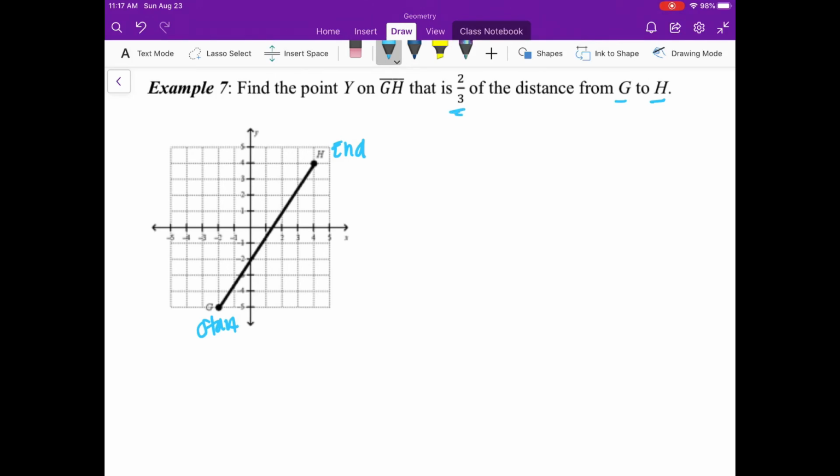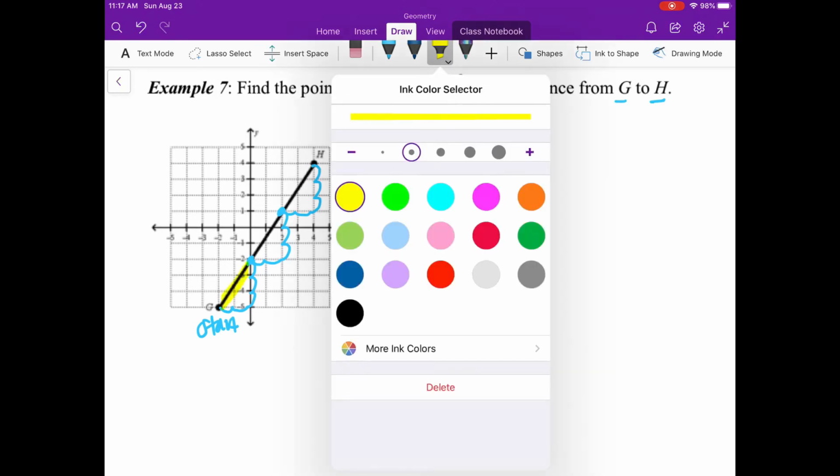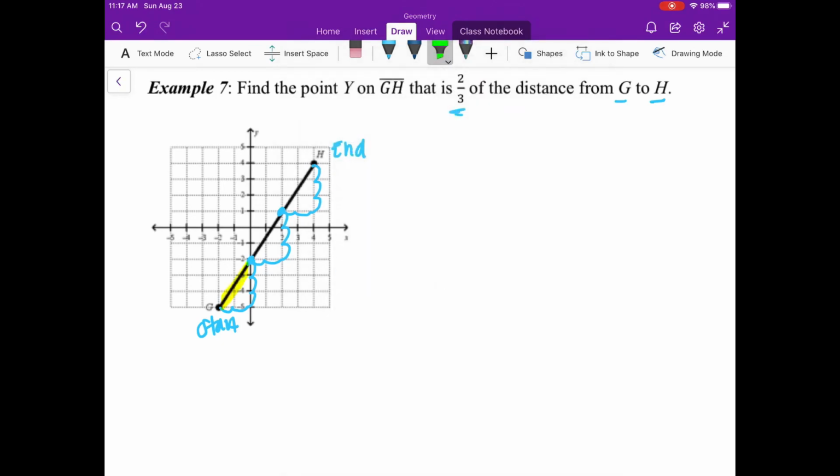We can use this 2/3 to help us. So starting at G, which is our starting point, I'm going to count over 2 and up 3 and put a point right there. I'm going to keep going. Go over 2, up 3, and another point right there. If I kept going, 1, 2, 1, 2, 3, I end up at my ending point. So if you notice, by doing that, I have 3 pieces.